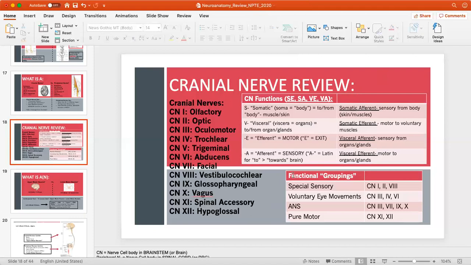There are functional groupings that can help you remember these, and so I've laid those out for you to help out. So special sensory nerves are going to be cranial nerves 1, 2, and 8. The cranial nerves that are responsible for voluntary eye movements are going to be this group, 3, 4, 6. And then autonomic nervous system functions are going to be 3, 7, 9, and 10. Pure motor cranial nerves are going to be 11 and 12.